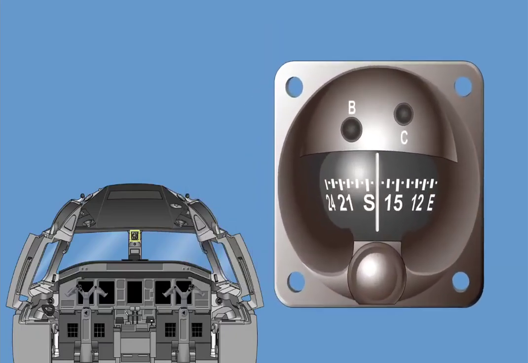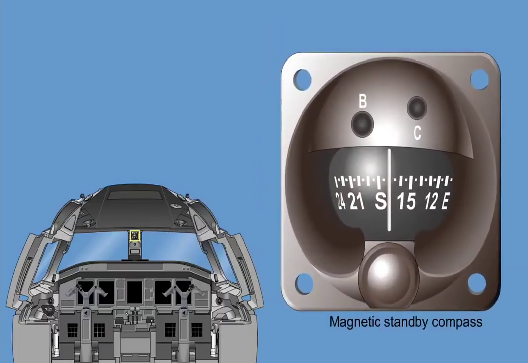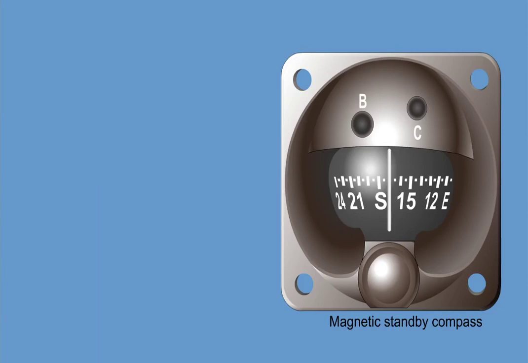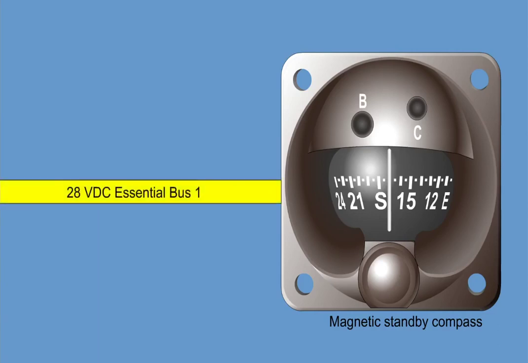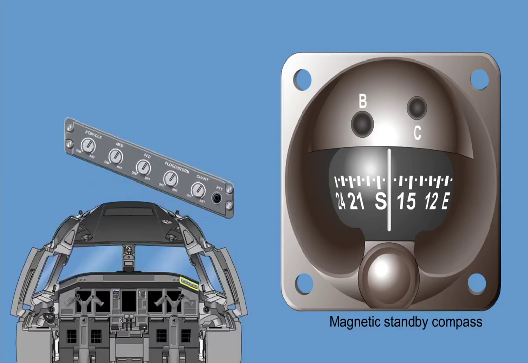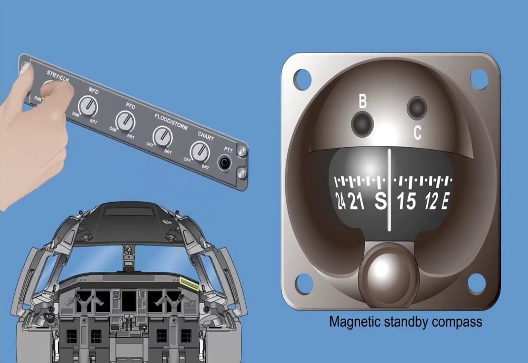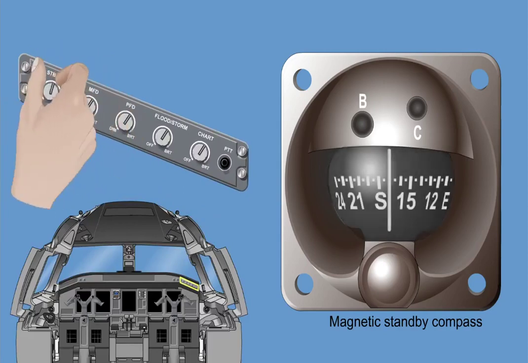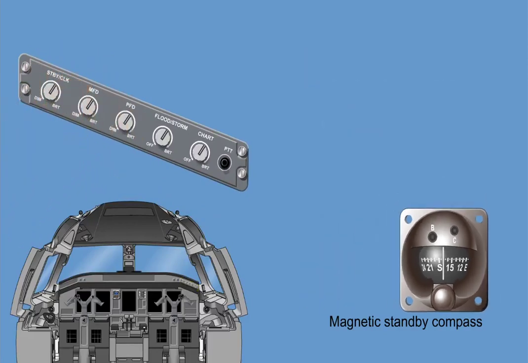The magnetic standby compass is a single, independent unit mounted on the center windshield structure below the overhead panel. It is used as a standby heading source. The compass has no system interface, but receives power for illumination via the 28-volt DC Essential Bus 1. Illumination of the compass is controlled by the standby clock dim control on the co-pilot's lighting control panel. The standby clock dim control also controls illumination brightness for the clock.